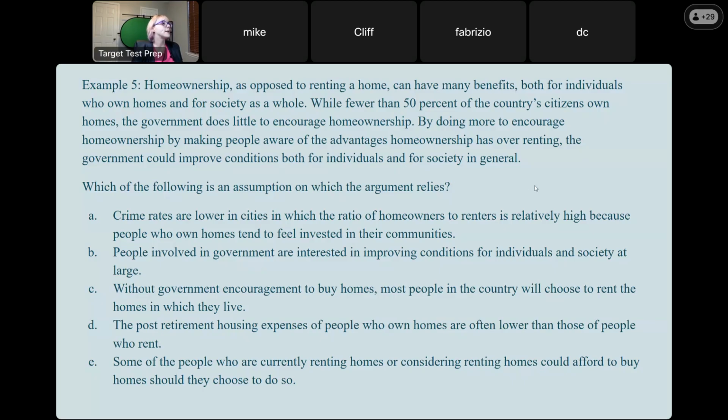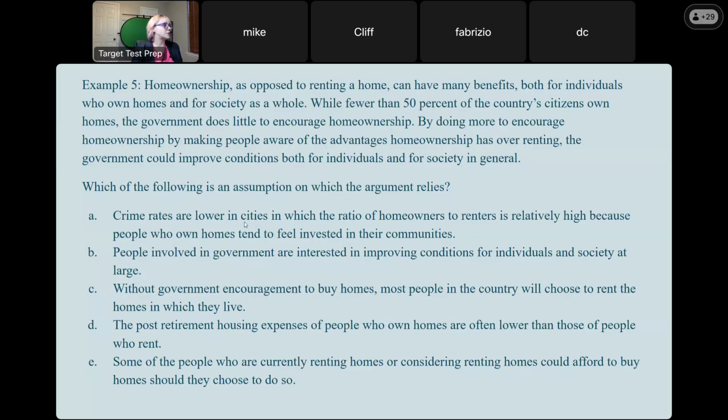So, the conclusion, always find your conclusions. Here's one. This is the conclusion: by doing more to encourage home ownership, the government could improve conditions both for individuals and for society in general. And it's based on home ownership can have many benefits both for societies and individuals. And this: while fewer than 50% of the country's citizens own homes, the government does little to encourage home ownership.